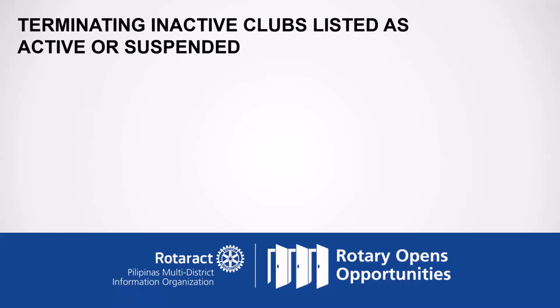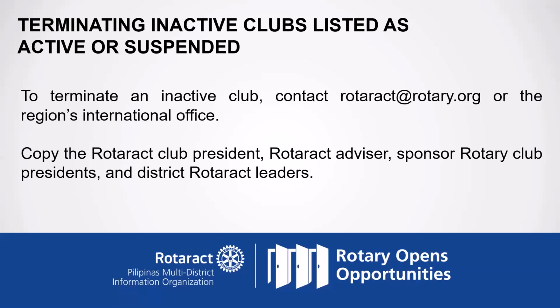Terminating inactive clubs listed as active or suspended. Although it's a sad thing to do, requesting for termination of an inactive club listed as active or suspended can actually be done by sending an official email. Copy furnish the Rotary Club President, Rotary Advisor, the sponsor Rotary Club President, and District Rotaract leaders.